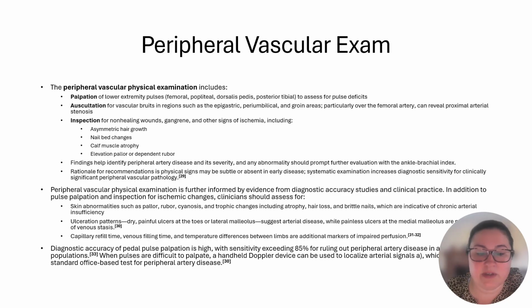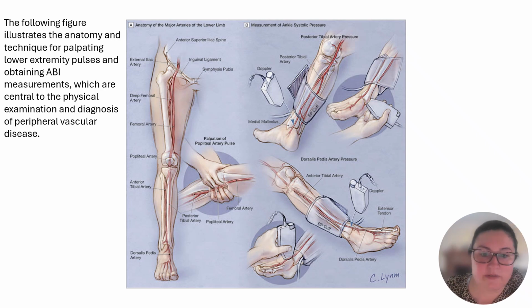Capillary refill time, venous filling time, and temperature differences between limbs are additional markers for impaired perfusion. Diagnostic accuracy of pedal pulse palpation is high, with sensitivity exceeding 85% for ruling out PAD in at-risk populations. When pulses are difficult to palpate, a handheld Doppler should be used. So the following figure illustrates the anatomy and technique for palpating lower extremity pulses and obtaining ABI measurements, which are central to the physical examination and diagnosis of peripheral vascular disease.